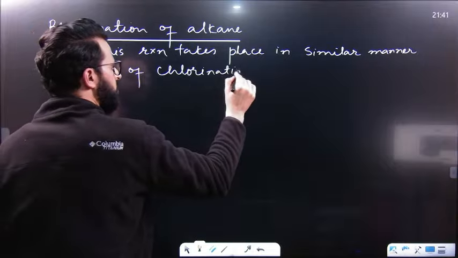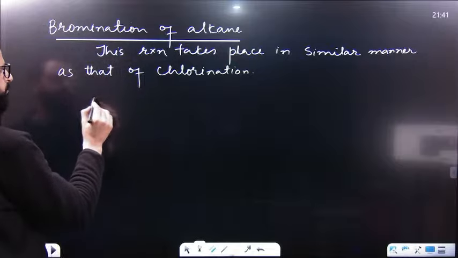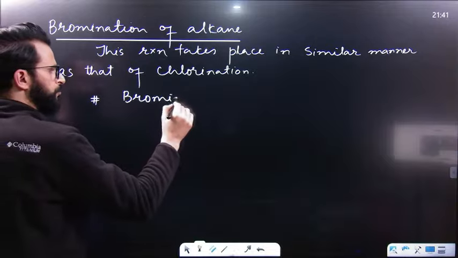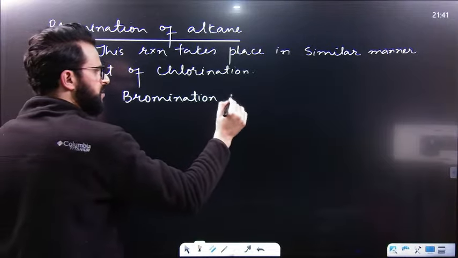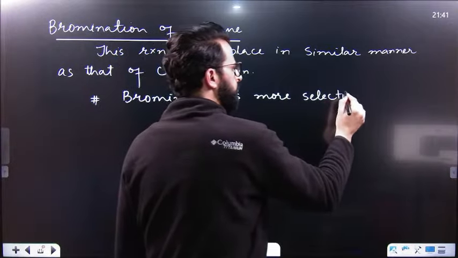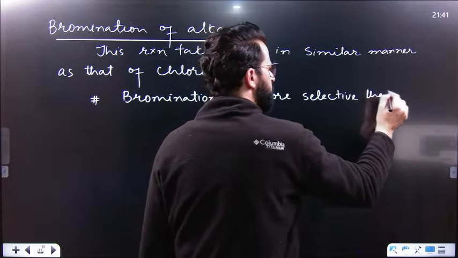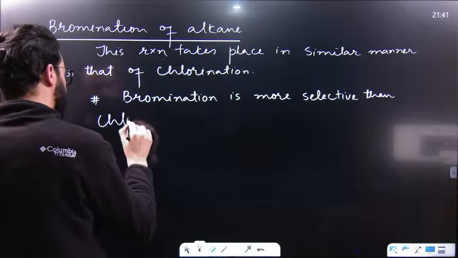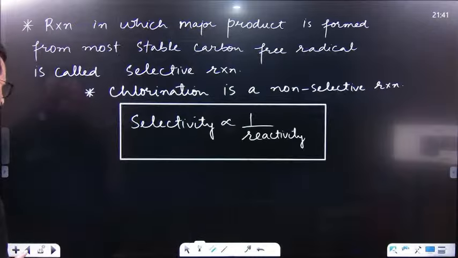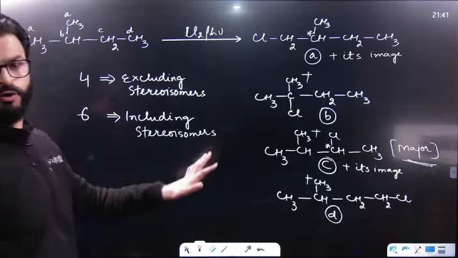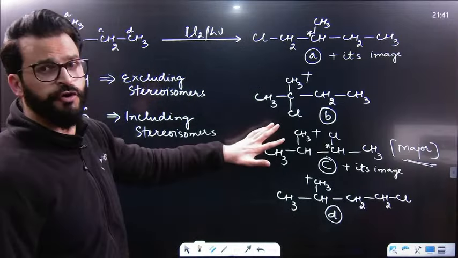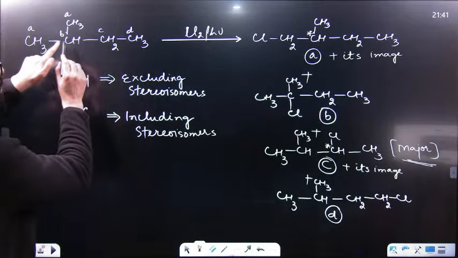But the only thing is, number one, bromination is more selective than chlorination. I mean to say, if the same alkane undergoes bromination, then the major product formed will always be from the more stable carbon free radical.